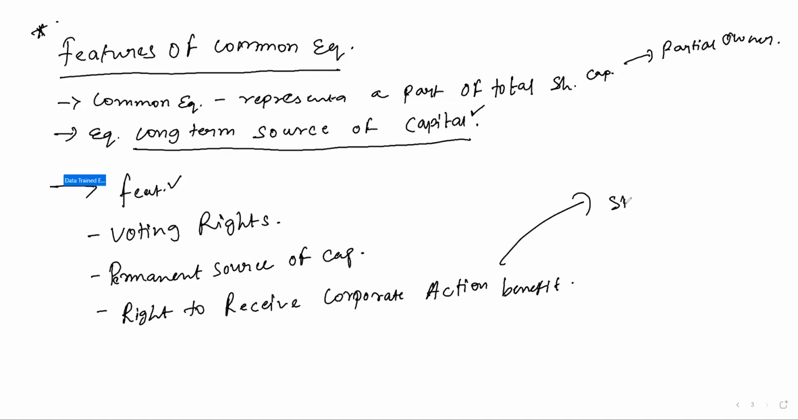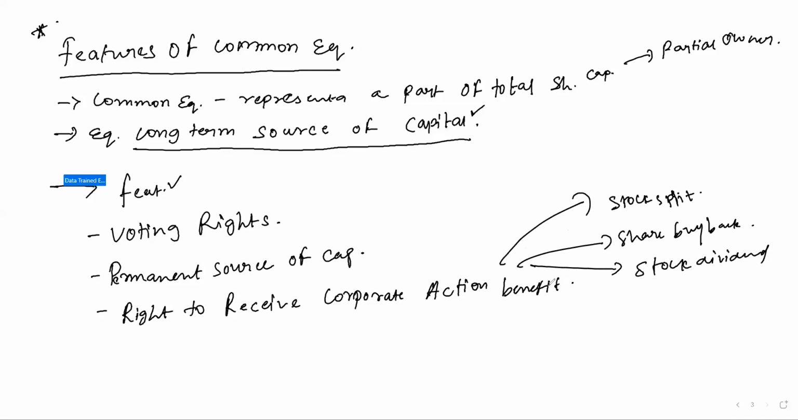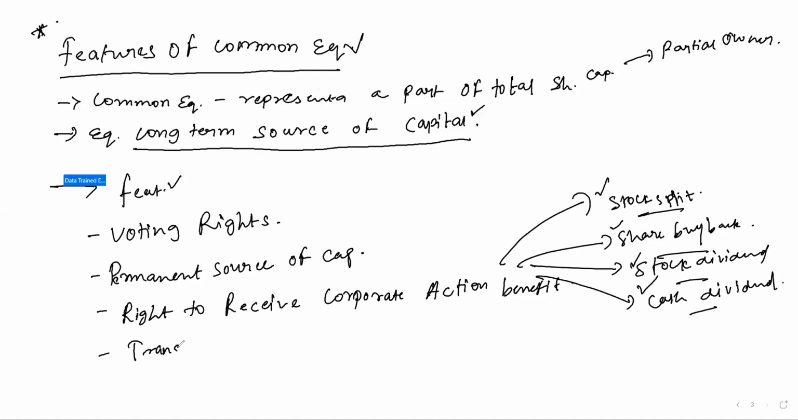Now, what are corporate actions? Corporate actions can be stock split, share buyback, stock dividend, cash dividend, etc. So these are corporate actions. We will see each of these in detail in the next few minutes. But common equity shareholders get the right to receive the benefits arising through these corporate actions. These are transferable in nature. One can buy the shares and sell them to someone else. Yes, even merger and acquisition is a part of corporate action benefit.